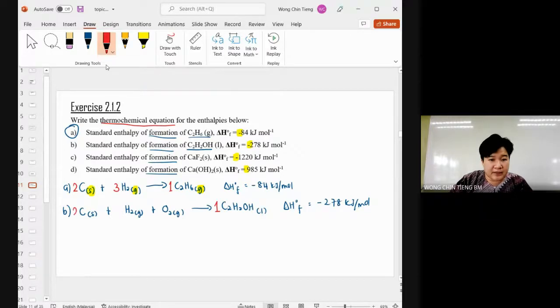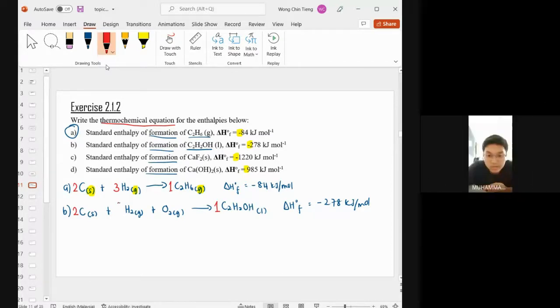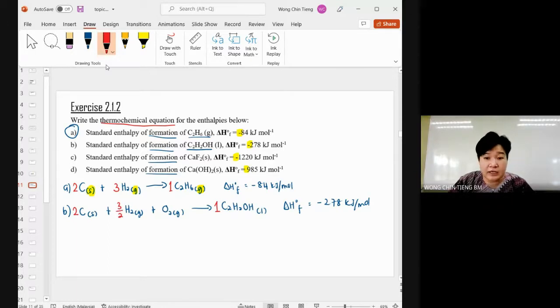So carbon adalah 2, hydrogen adalah berapa? Kelas? 3/2. 3/2. Thank you Syafi. 3/2 sebab produk mesti 1. Hydrogen 2, hydrogen 1. So hydrogen yang saya nak adalah 3. So 3/2. Oksigen akan jadi 1/2. Make sense? Setuju? Thank you.